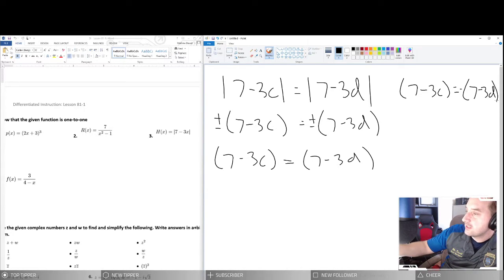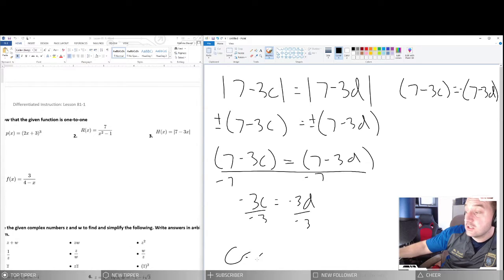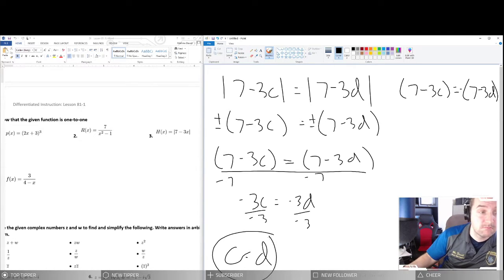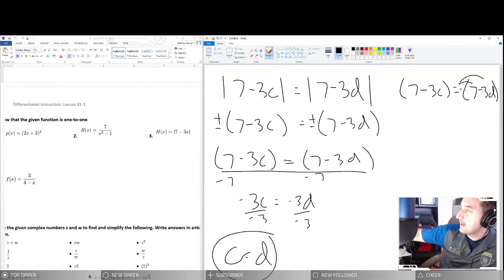Now, solving for this one here, you can minus 7, you get negative 3c equals negative 3d, and then divide by negative 3. And on this one, we do get c equals d, which is great. So far, it's proving to us that this is one-to-one. But now let's look at the other one. Well, with the other one, I have to distribute the negative.